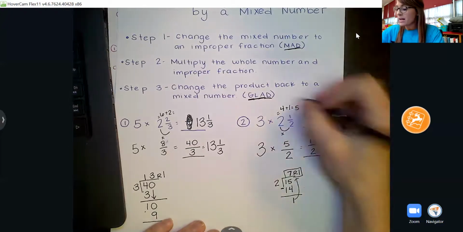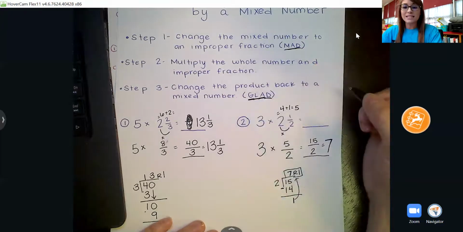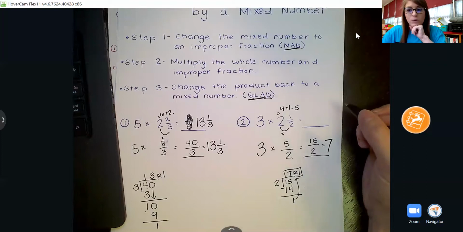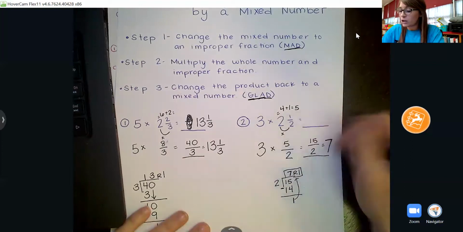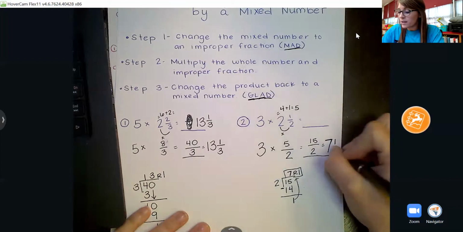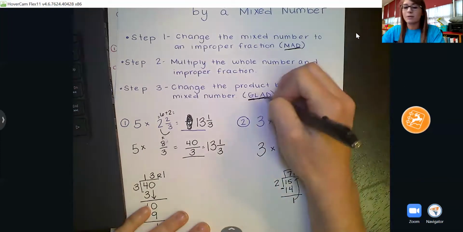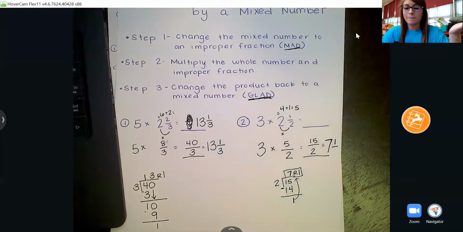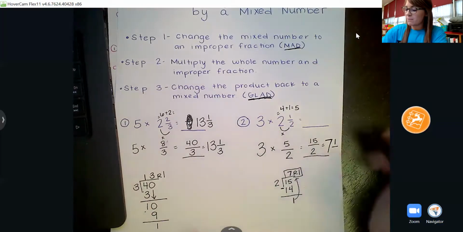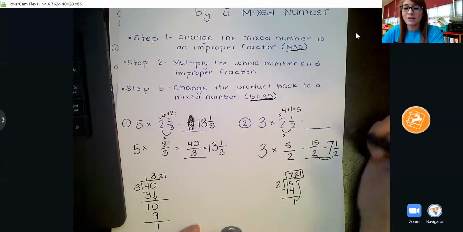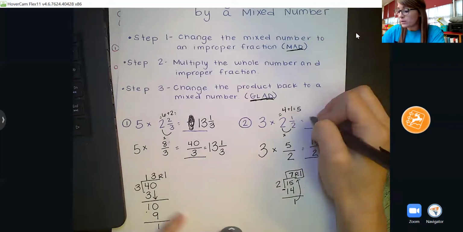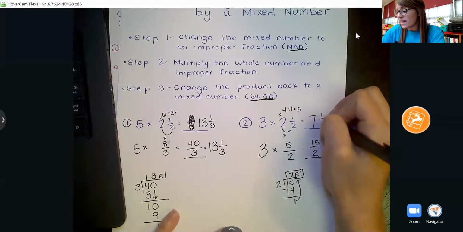And then A stands for always leave the what as the numerator? Very good, the remainder. So my numerator is going to be 1. And then D, y'all tell me you already know what it means. What does it mean? Exactly. The denominator stays the same. So that 2 is going to come right on over here. Very good. So 3 times 2 and 1/2 is 7 and 1/2.